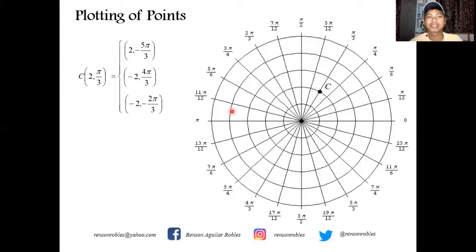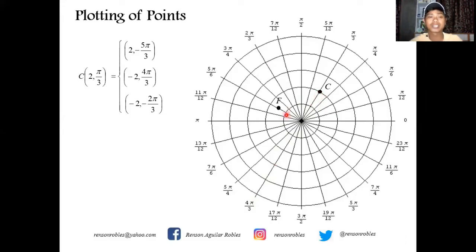And finally, you got negative 2, negative 2 pi over 3. You look for negative 2 pi over 3. So 2 pi over 3 is located here, and its negative counterpart is at 4 pi over 3. So this is your negative 2 pi over 3. And the radius vector is negative, so you trace it on the opposite side. So you get 1, 2. So still point C.